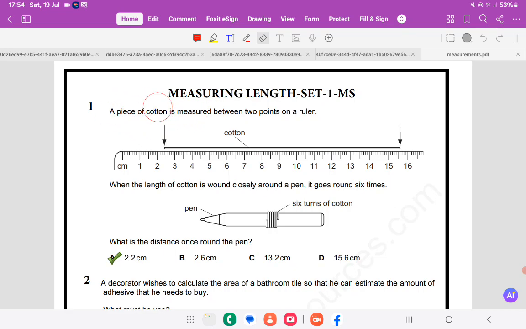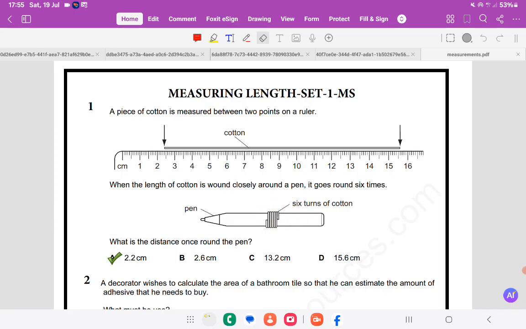Question number one is saying a piece of cotton is measured between 2 points on a ruler. So we are given a ruler which is calibrated in centimeters. And it continues to say when the length of cotton is wound closely around a pen, it goes around 6 times. If you count this, you have 1, 2, 3, 4, 5, 6 times.